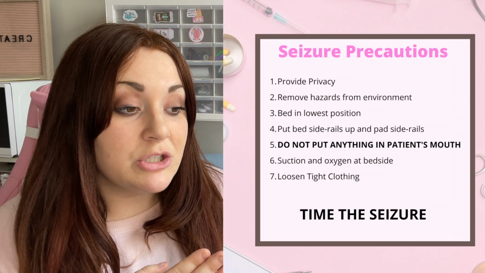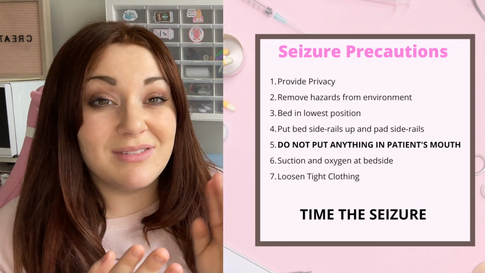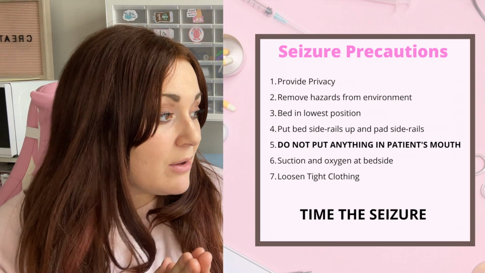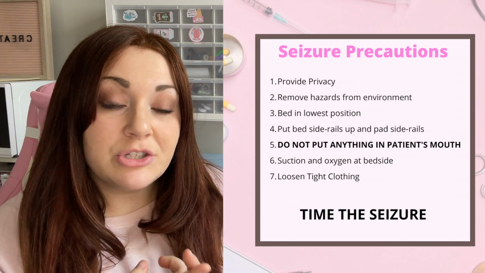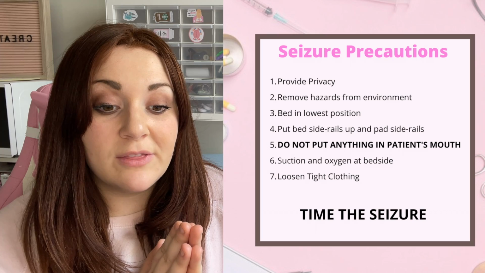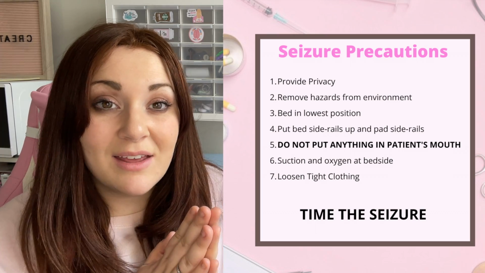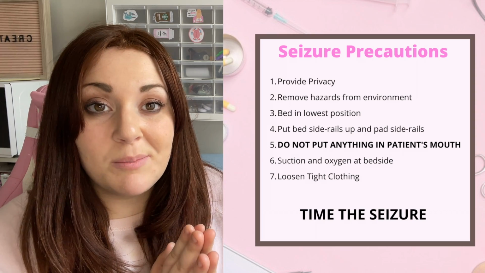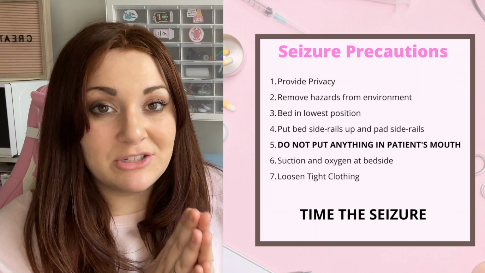You also want to make sure that there's nothing in the patient's mouth. You don't want to put a tongue blade in there. There's a risk for aspiration. So make sure nothing is in the patient's mouth. You want to have suction and oxygen available at the bedside. Also really important that you put the patient on their side and loosen any tight clothing, and making sure that you're keeping watch on the time with that patient's seizure.